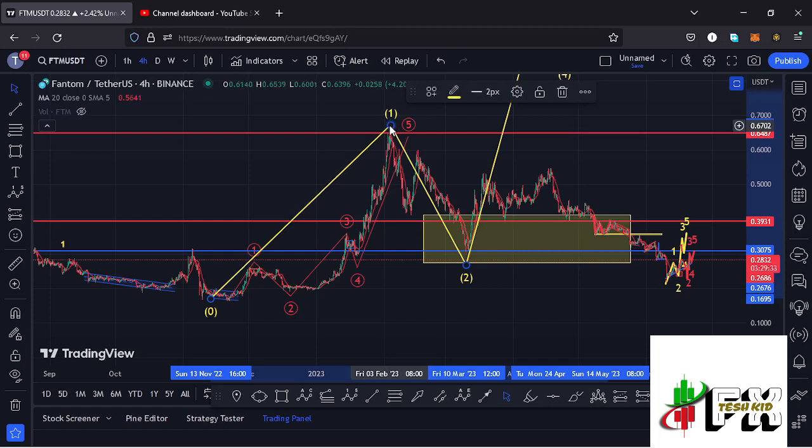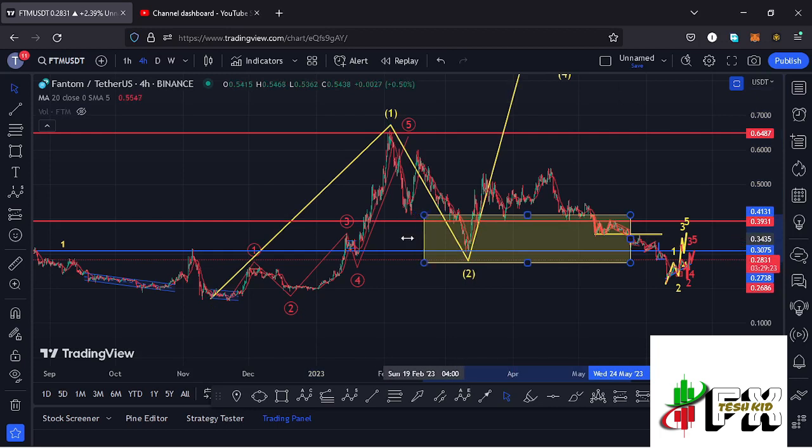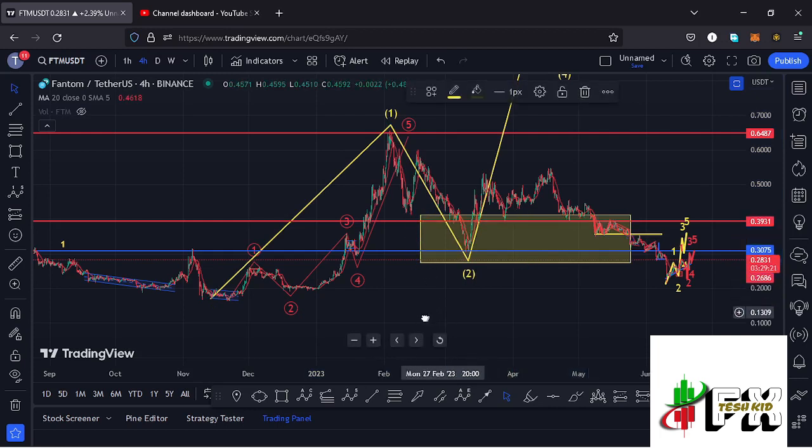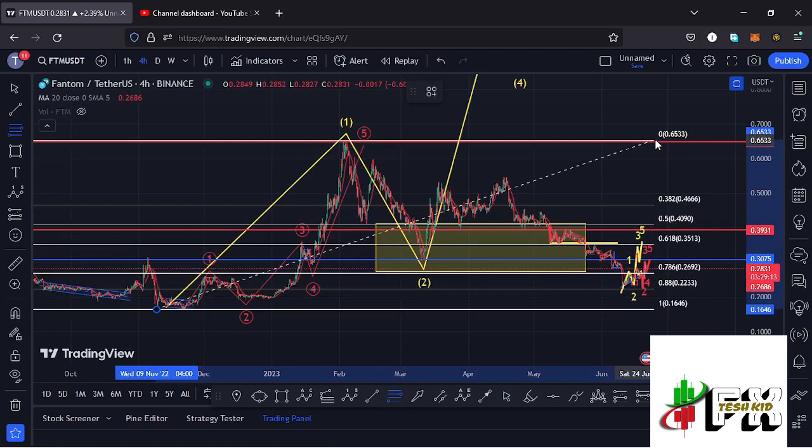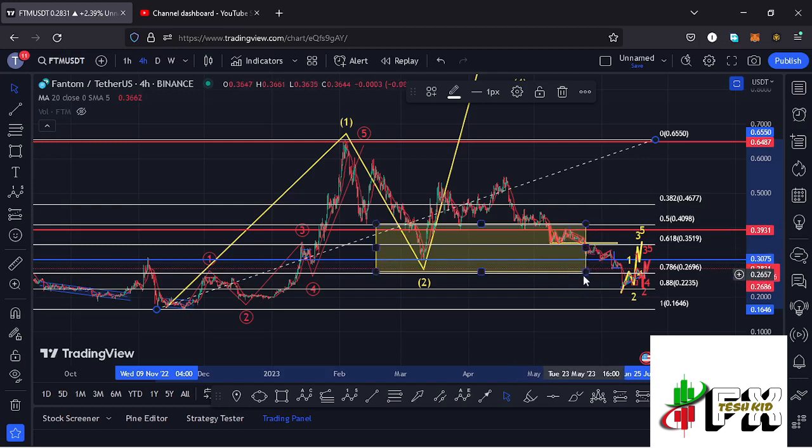Then we started a corrective structure in the formation of a larger Elliott wave count 2, where we were able to break down into the minimum target area highlighted on the charts using this yellow target area. And this is an area that I came up with by connecting the fibs from the low of the first wave to the high of that wave 1, giving me a target area between the fib level 0.5 and the fib level 0.78. And you can see that at some point we lost the fib level 0.78 and we found support at the fib level 0.88.